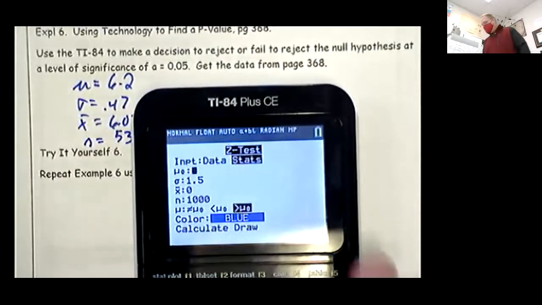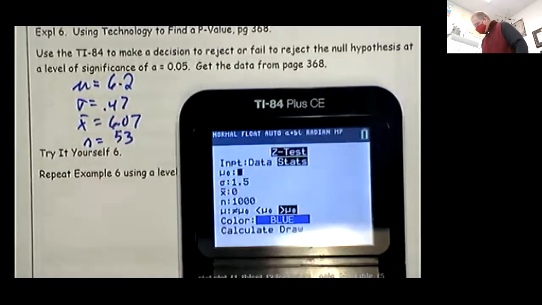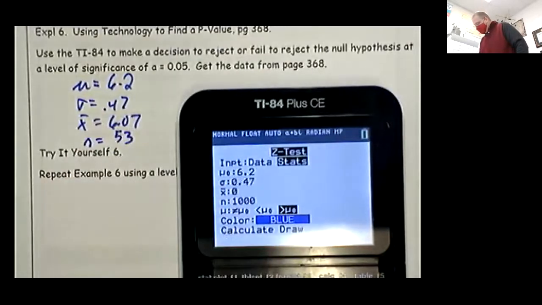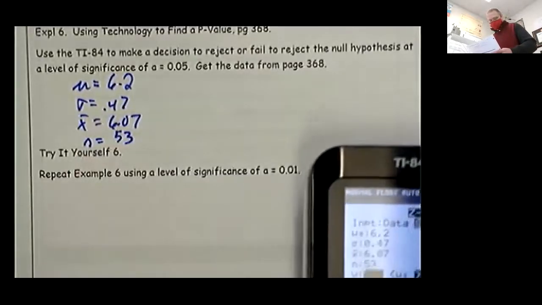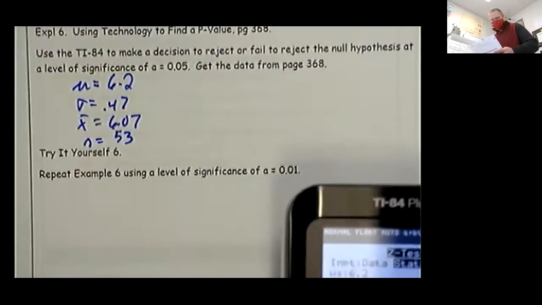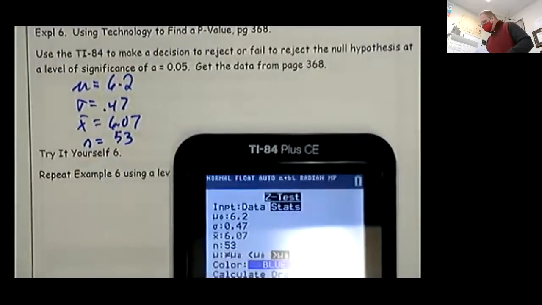And so I'm going to plug in what I know. The mean is 6.2. Sigma is 0.47. X bar is 6.07. N was 53. Then we need to decide which type of test we are doing. I don't remember which kind of test we were doing because I did not look that up. So I need to pause for a moment as we look on page 368.